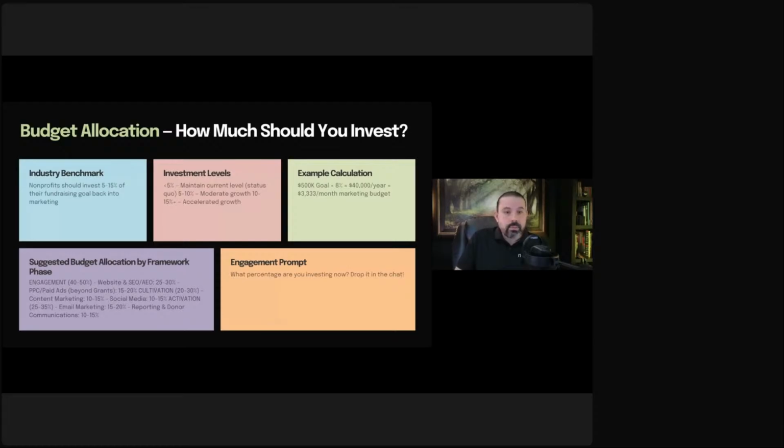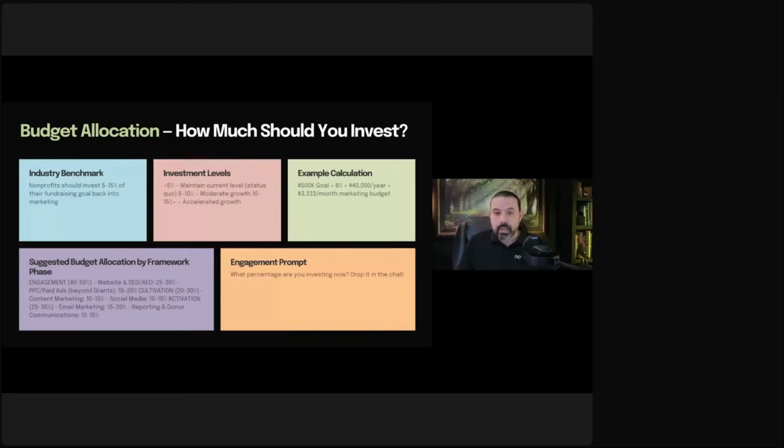If you're investing between 5 to 10%, you're going to have some moderate growth, and 10 to 15%, you're going to have accelerated growth. A lot of nonprofits don't understand that when you look at another nonprofit that has grown and continues to grow, what you're not seeing behind the scenes is how much they're spending on their marketing. Now, this isn't just about spending, it's about spending wisely. Having a framework to spend within will help you maximize that investment.